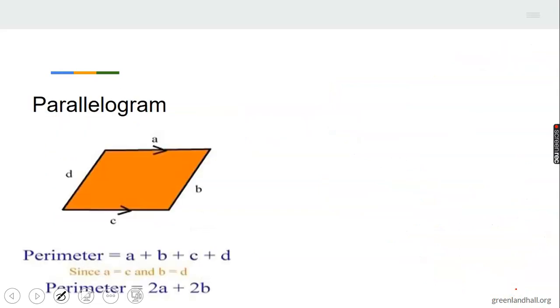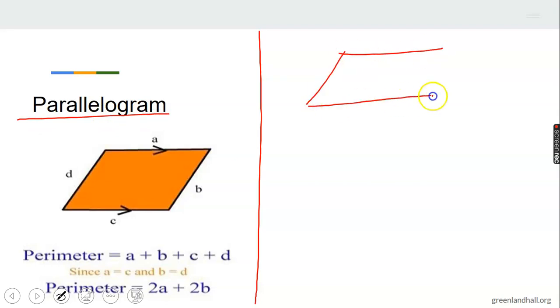Now, another shape we'll be talking about is the parallelogram. Now, this is a parallelogram. This side and this side, they are equal. This side and this side, they are also equal. That is the reason why you have A equals C, B equals D. Now, let's say this place is A, here is also A. If here is B, here will also be B.